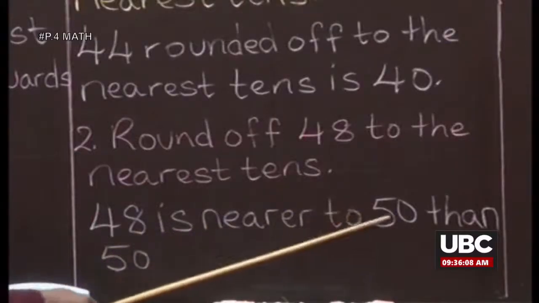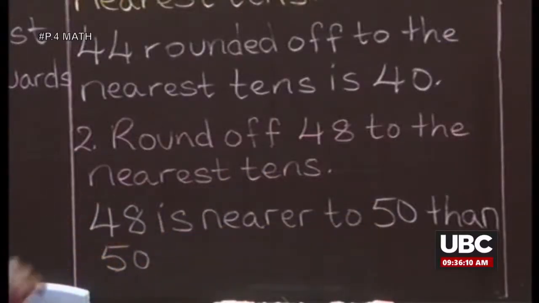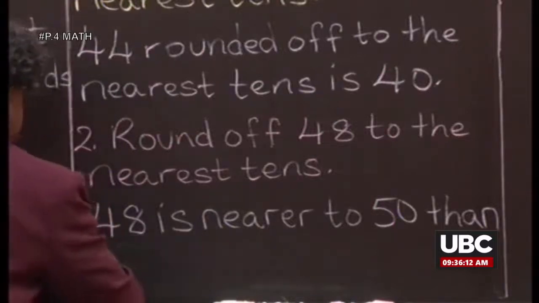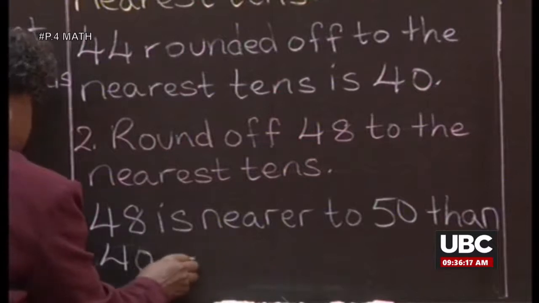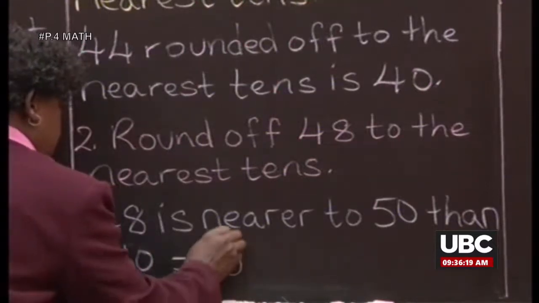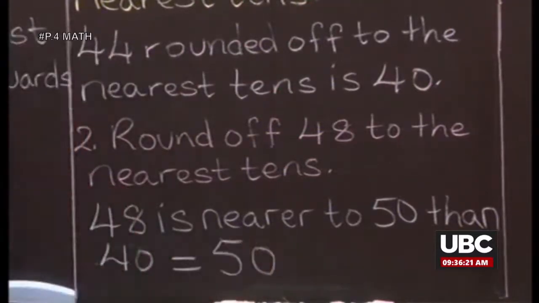48 is nearer to 50 than 40. And so, 48 rounded off to the nearest tens is 50.